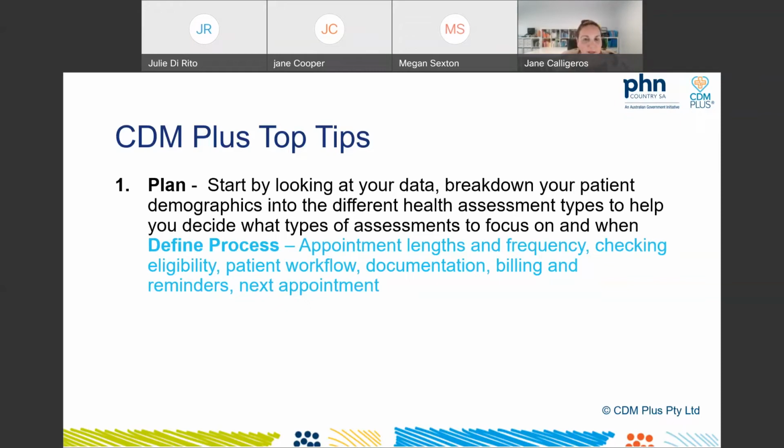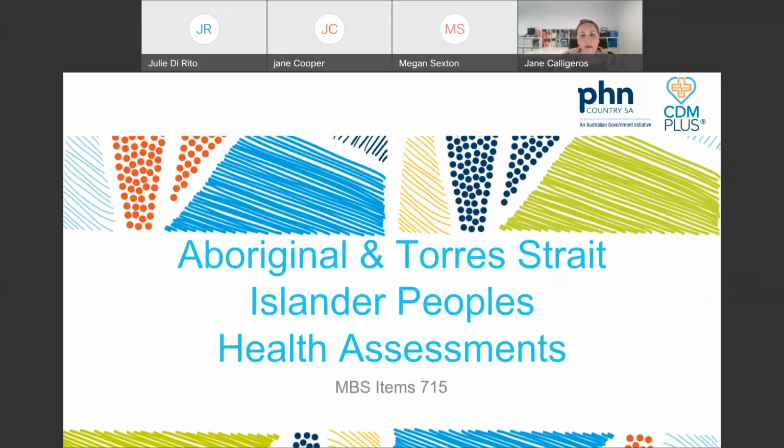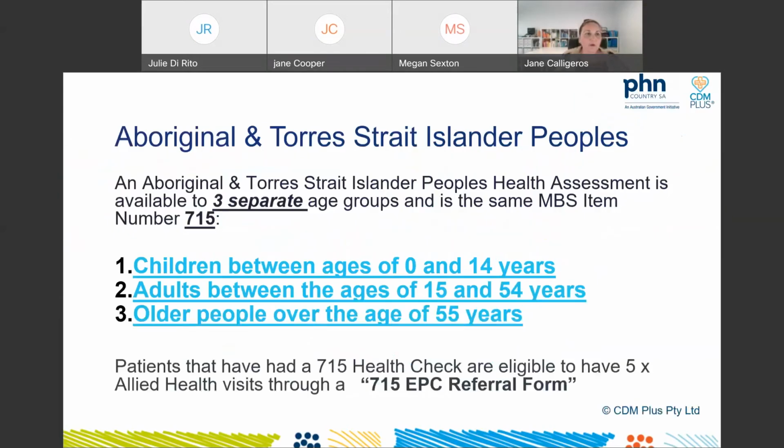Let's look at the 715 health checks to start with. So I've got some links to the full descriptors for each of these health assessment age groups. So first slide, we're just going to look at the 3 separate age groups. The 715 item number is the same item number, but there's 3 different age groups: 0 to 14, 15 to 54, and over 55. So I've got some little top tips for each of these as well. So I'll go through these as we go along.